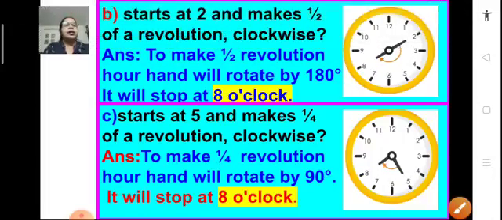C, it starts at 5 and makes 1/4 of a revolution clockwise. 1/4 of a revolution means a 90 degree angle. So to make 1/4 of a revolution, our hand will rotate by 90 degrees. So where will it stop? From 5 it will move through a 90 degree angle, and it will stop at 8 o'clock.